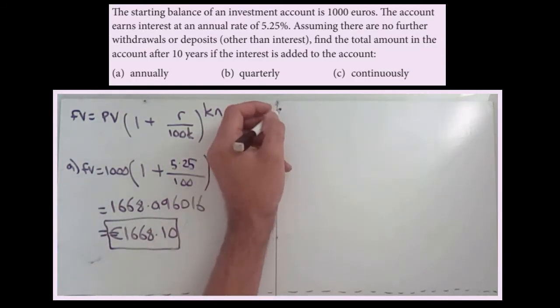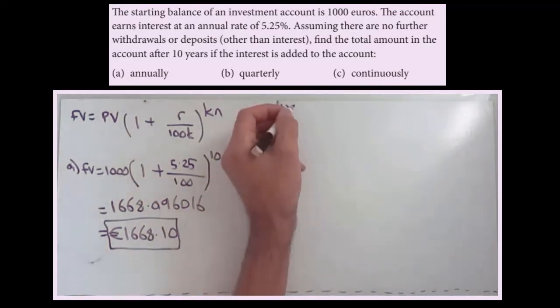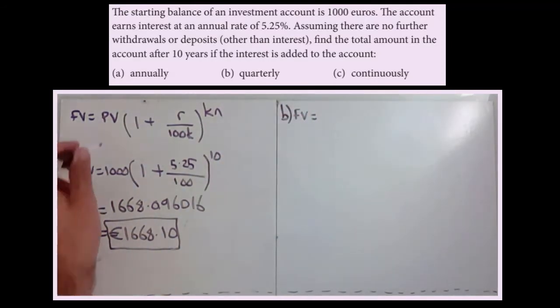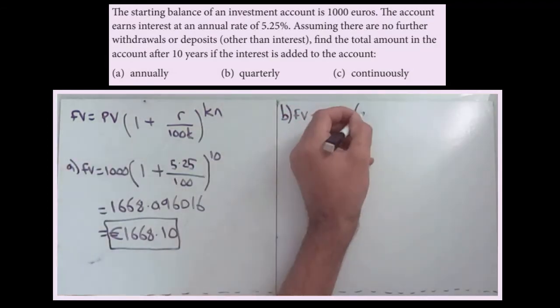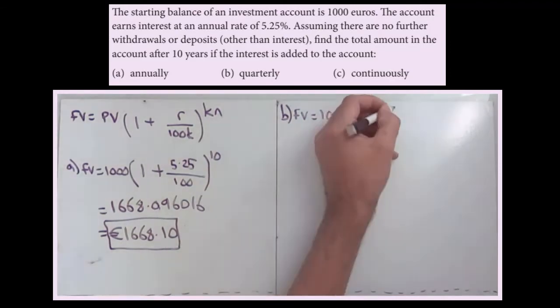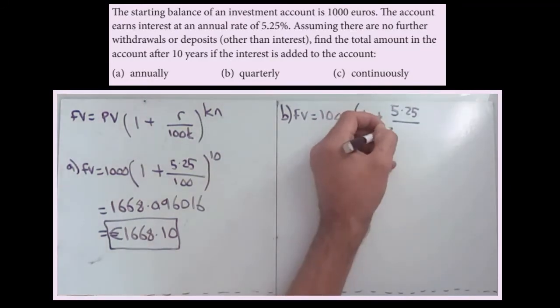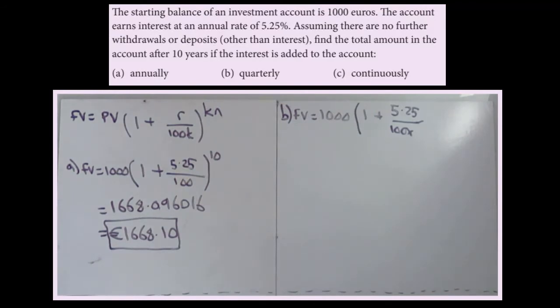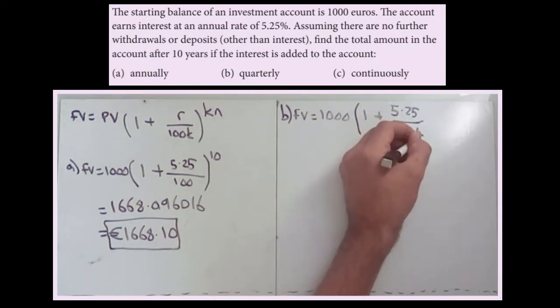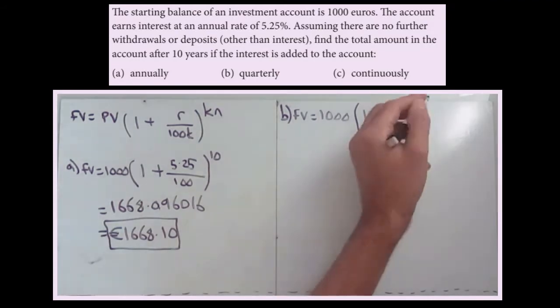Okay, so for part B, we can still use the same formula. We can say FV equals PV, 1000, times 1 plus the rate as a percentage, 5.25 over, then the 100k becomes 100 times the number of compounding periods per year. So if the interest is added quarterly, there are 4 compounding periods in a year. So this must be 4, and the power must be 4 times 10.